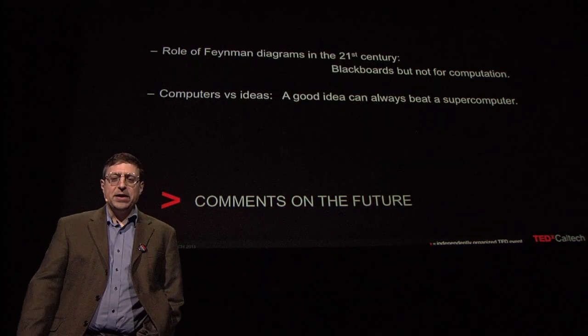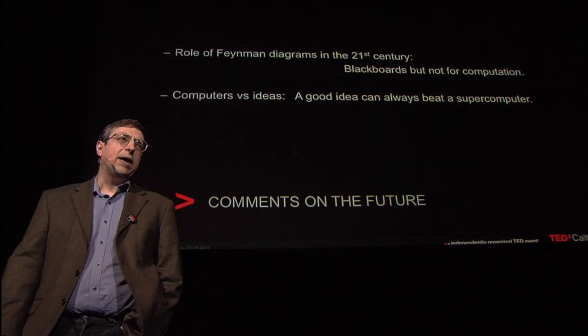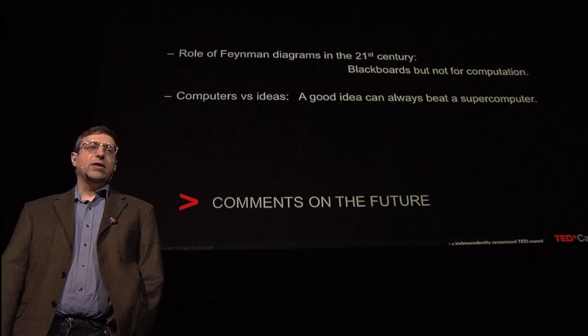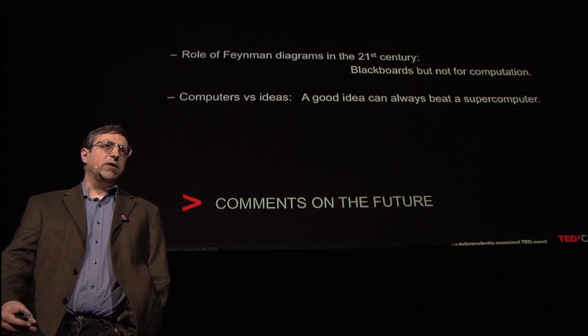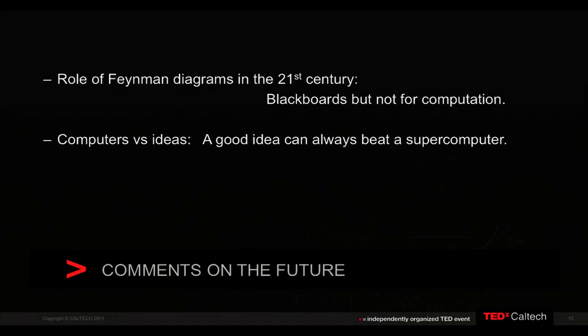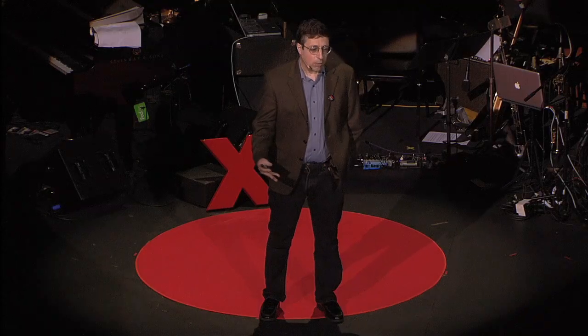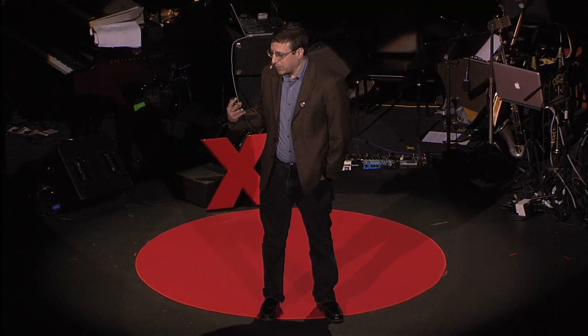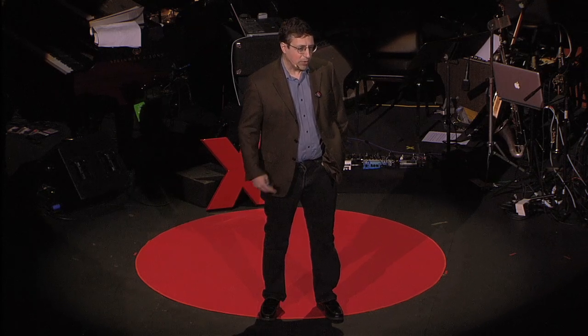So let me finish up by just making a few comments about the role of Feynman diagrams in the 21st century. So the first point is that if you go around to laboratories and look at the blackboards, I'm sure that for the foreseeable future, they will be covered with Feynman diagrams. Nothing beats a Feynman diagram for the simple, intuitive picture of how the scattering process happens. On the other hand, I hope I've convinced you that for doing the actual calculation, we do have better ways to do it.